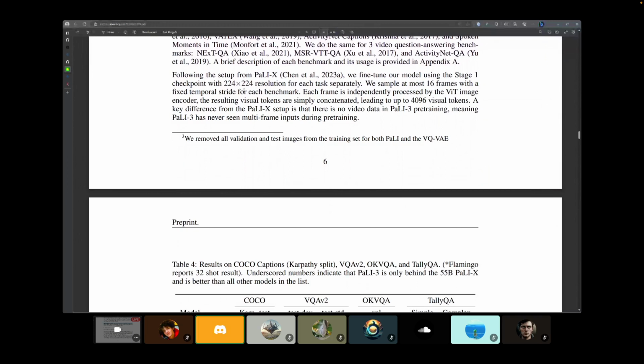Each frame is independently processed by the image encoder. The resulting visual tokens are simply concatenated, leading up to 496 visual tokens. The key difference from the Poly X setup is that there is no video data in the Poly 3 pre-training, meaning Poly 3 has never seen multi-frame inputs during pre-training.